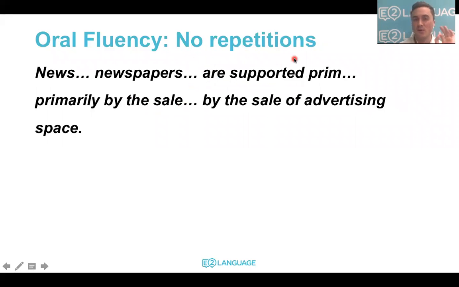Secondly, don't repeat words, or don't say, newspapers are supported primarily by the sale of advertising space. Don't do that. Okay, you will be penalized.